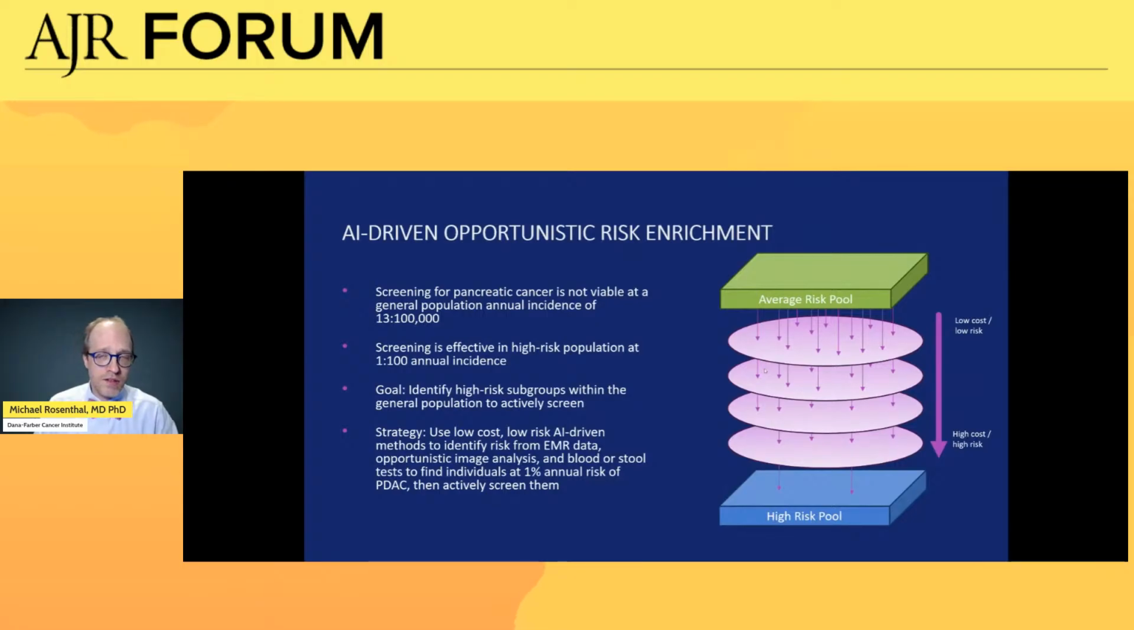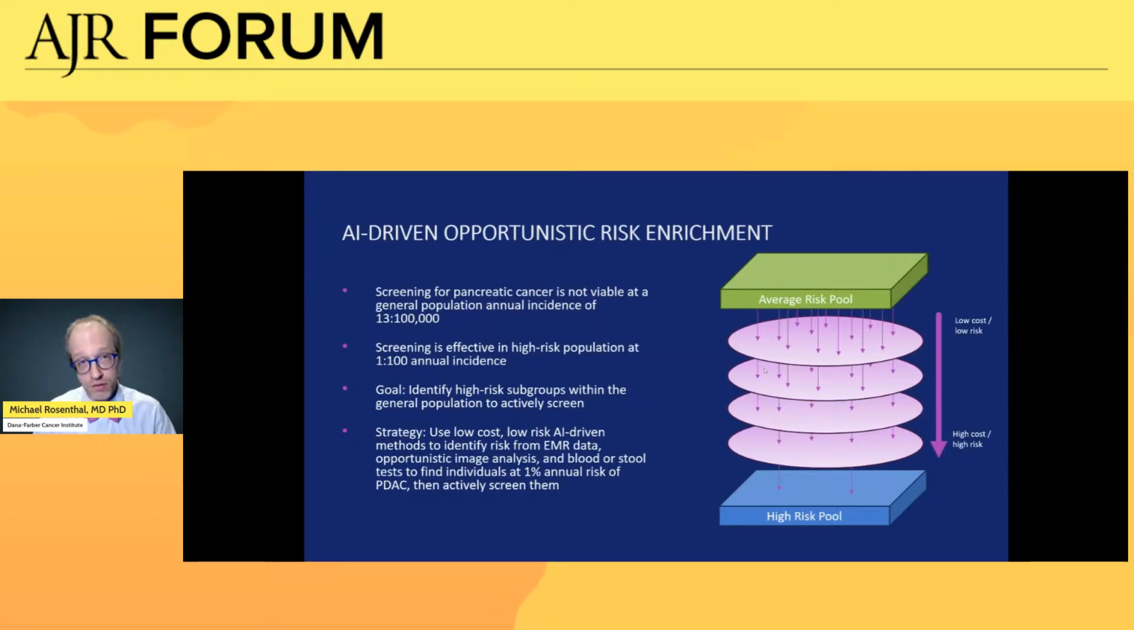So the general strategy that the pancreatic cancer community is approaching to general population screening has been risk enrichment. And this is a great opportunity for AI to step in and give us some insights. So in the general population, the annual incidence of pancreatic cancer is about 13 per 100,000. And there's really just no screening test that can function at that kind of prevalence. But we know that screening is effective and saves lives in the high-risk population at an incidence that's closer to 1 per 100 or 0.5 per 100, depending upon which cohort you're talking about.